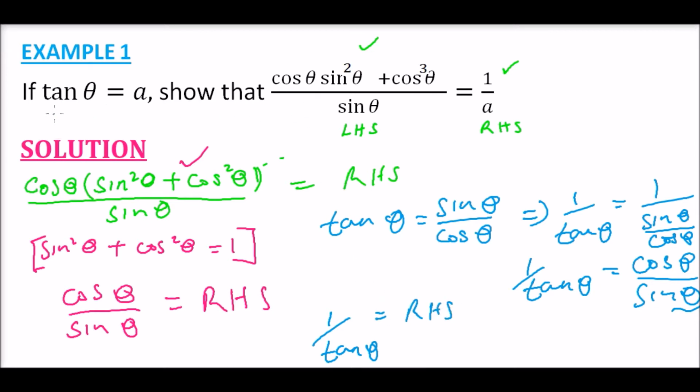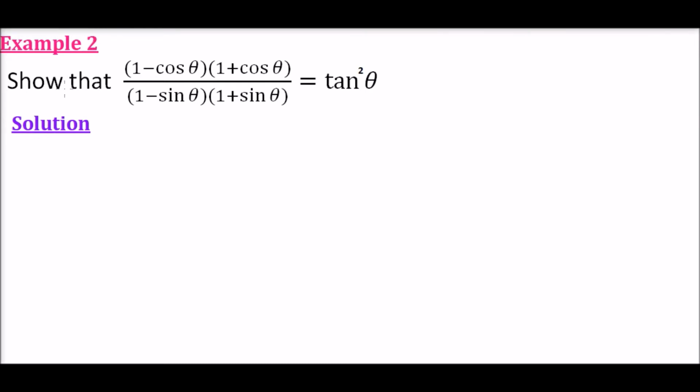And because we had been told that theta is equal to a, this is the same as 1 over a. This means that the left hand side is equivalent to the right hand side, and that is how we prove it, and that is how we apply the trigonometric identity. So this is our second example, and it says show that 1 minus cos theta, in brackets, multiplied by 1 plus cos theta, in brackets, divided by 1 minus sin theta, in brackets, 1 plus sin theta, is equal to tan squared theta.